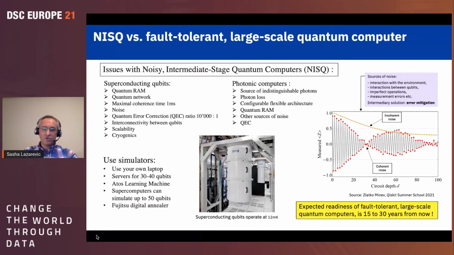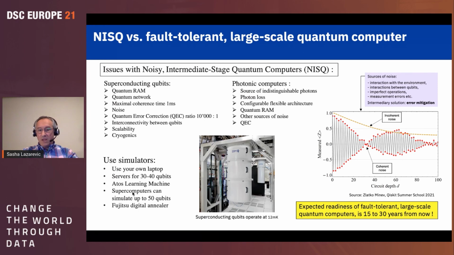So I wanted also to mention here this Fujitsu digital annealer. I mentioned the D-Wave annealer, and this Fujitsu digital annealer doesn't really use any quantum systems. It's just a regular computer which is simulating the behavior.